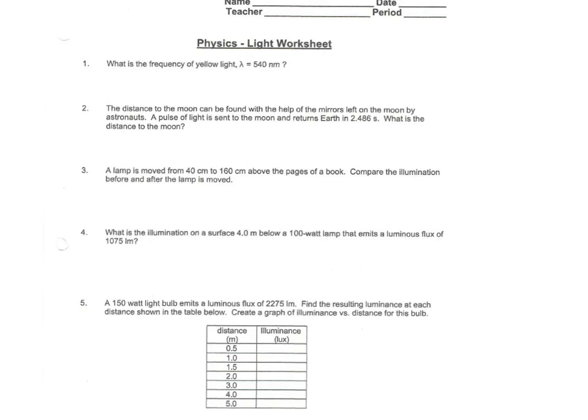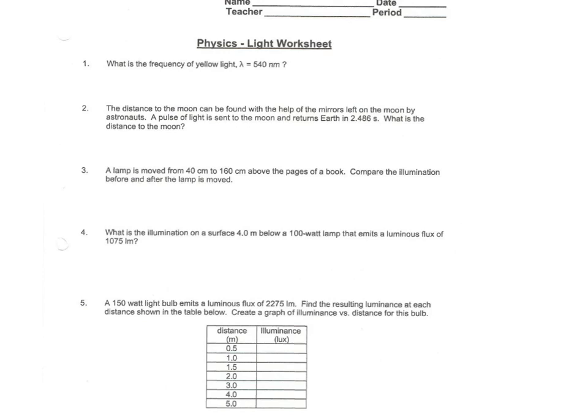So let's begin looking at these problems dealing with light. The first problem we have is finding the frequency of yellow light where we are given a wavelength of 54 nanometers. To solve this problem, if you go back and you look at the equations you have, you are going to use the formula frequency equals speed of light divided by wavelength, and then you'll get your answer.